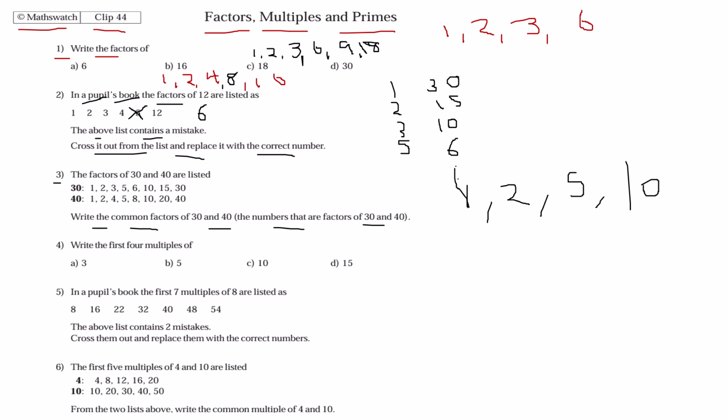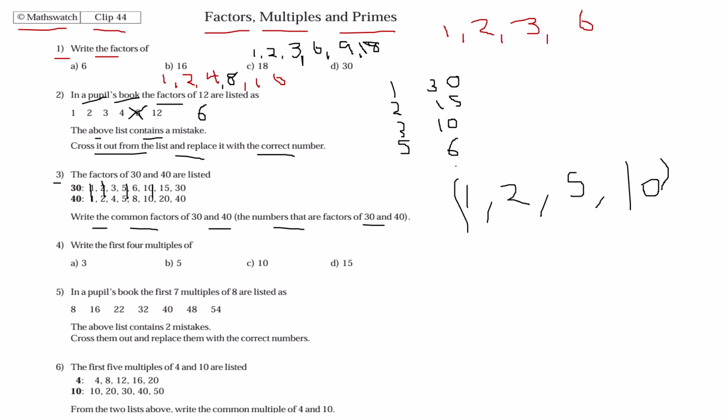I'll put it here like a little bracket. That is both 30 and 40. So 1 appears in both, 2 appears in both, 5 appears in both, and 10 appears in both. These are the numbers that are common to both.